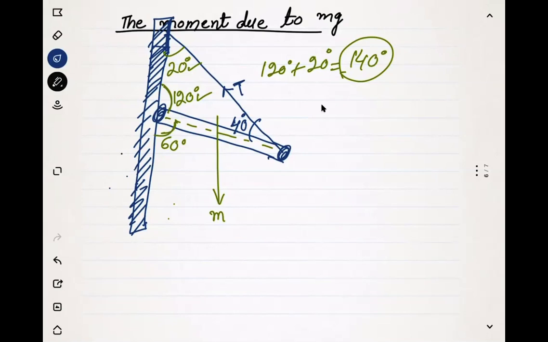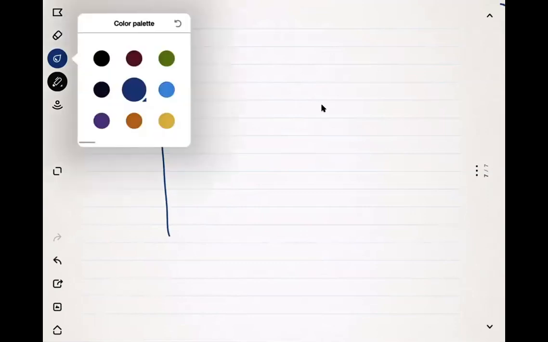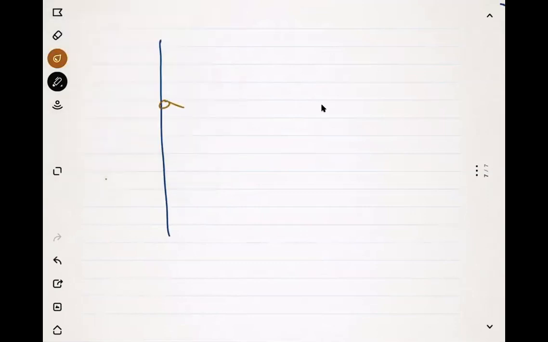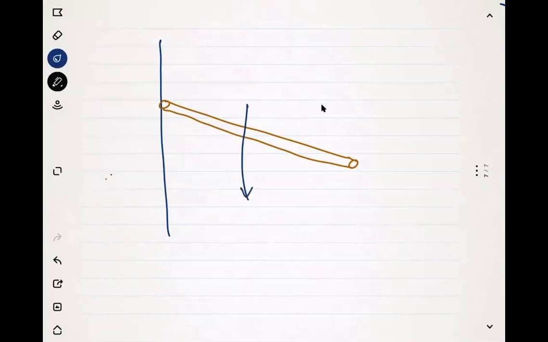To find the moment of any force, you need to resolve that force along the rod. For example, let's go with the weight. Find the moment of the weight. This is the wall, and the weight is vertically downwards. So the weight is a force which is acting right here, vertically downwards. And this length is L by 2.